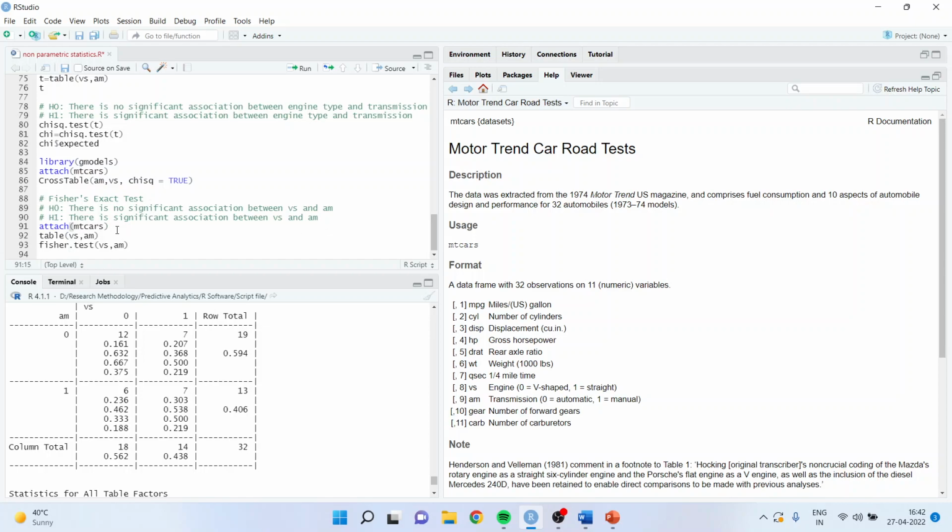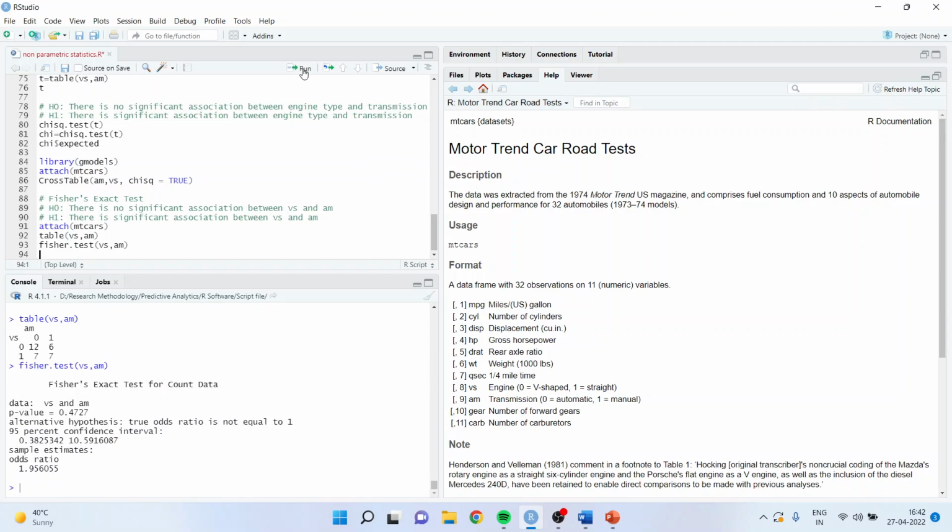Attach mtcars, table vs am. I'll run this, and then Fisher's test is carried out, where I'll get the p-value. Here, as the p-value is more than 0.05, we fail to reject the null hypothesis and we interpret that there is no significant association between the car being vertical or straight engine and the automatic or manual transmission.